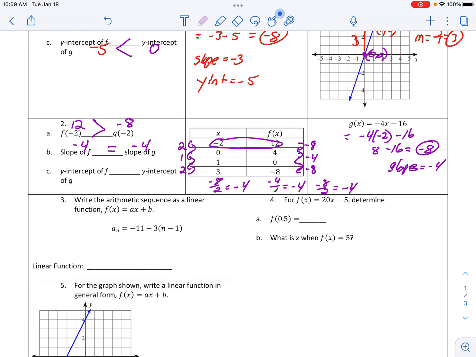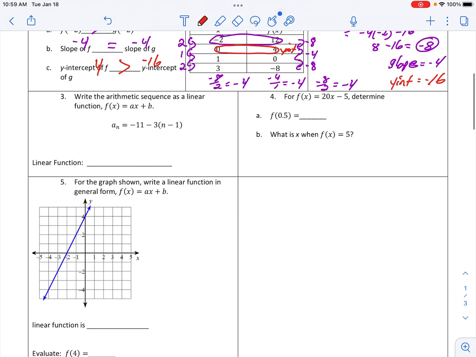The y-intercept is right there when x is 0. That is my y-intercept. And for the equation, my y-intercept is -16. And 4 is greater than -16.